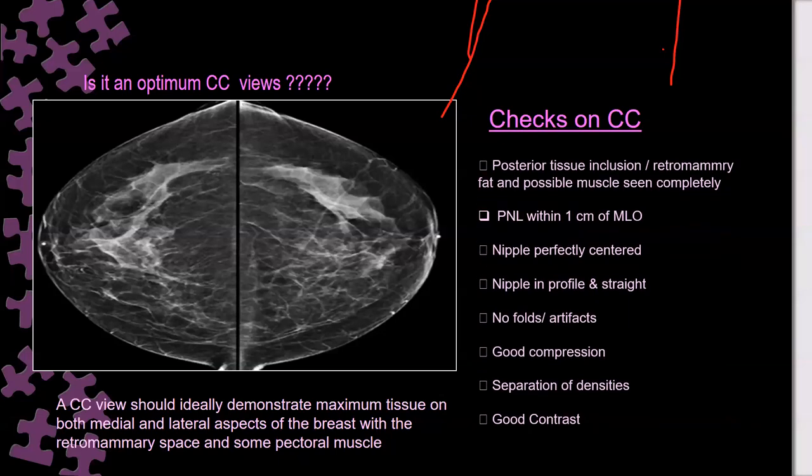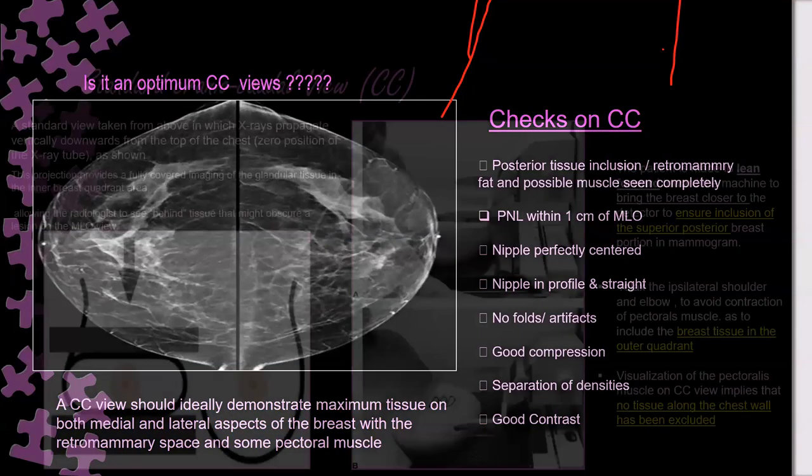Okay. So regarding the inclusion, retromammary fat or pectoralis major, otherwise the posterior nipple line to be within 1 centimeter. The nipple has to be perfectly central, straight, pointing forward and in profile. No artifact, no good compression, no skin fold, good separation of densities, good contrast. This is the optimum. All these features are applicable for this case. That is why this is the optimum.